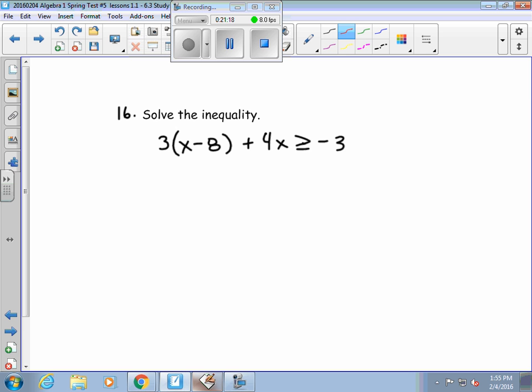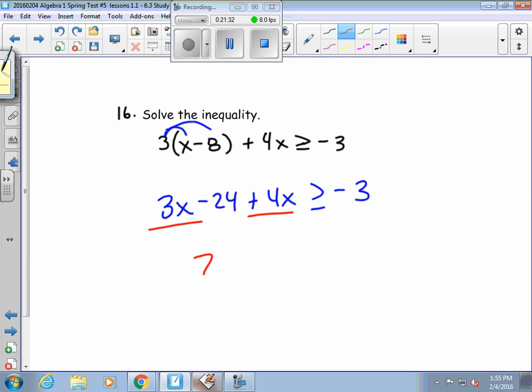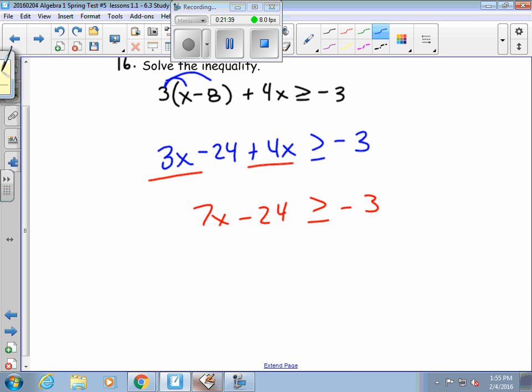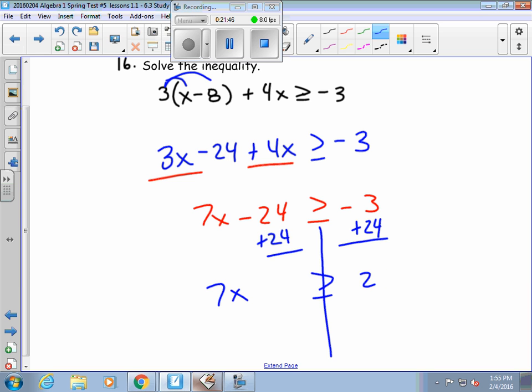16, solve the inequality. 3 times x, distribute 3x. 3 times negative 8 is minus 24, plus 4x is greater than or equal to negative 3. Before you can bring anything across, remember you have to simplify one side. 3x and plus 4x, 7x minus 24 is greater than or equal to negative 3. Undo minus 24 on both sides by adding 24. When you do it there, do it here. 7x is greater than or equal to 21. Divide by 7 on both sides. x is greater than or equal to 3.